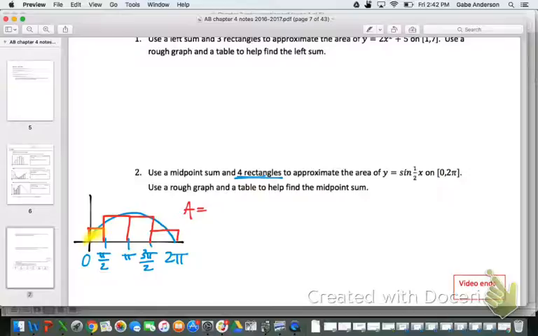So let's think this through. The base length is going to be 0 to pi over 2, so I think the base length is just going to be pi over 2. That should be true of all of these.